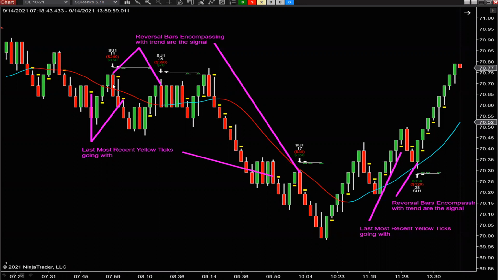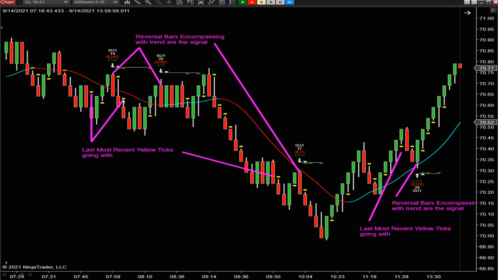You see this bar is a little bit longer than these other bars. We call that a reversal bar. And so the reversal bar encompasses that yellow tick that's going down, the last most recent yellow tick that's going with. Yeah, and so that's a sell signal right there using the hook a yellow pattern.